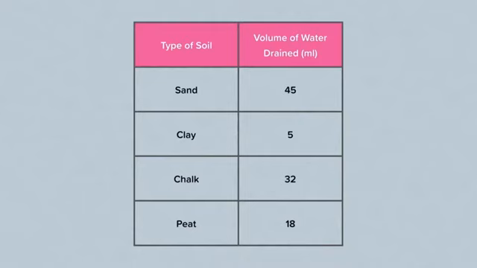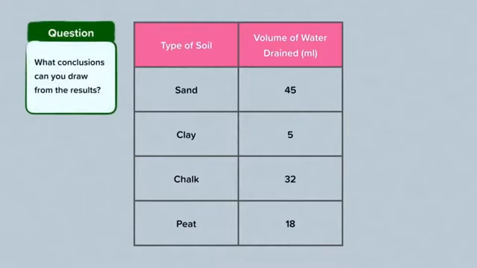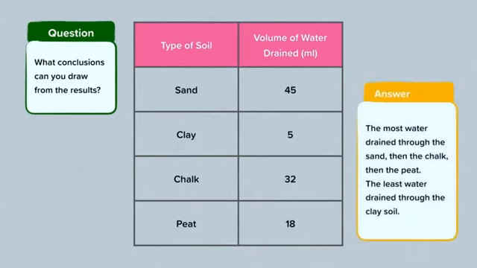Looking at the results, what conclusions can you draw from the experiment? The most water drained through the sand, 45 millilitres, then the chalk, 32 millilitres, and then the peat, 18 millilitres. The least water drained through the clay soil, only 5 millilitres of water.